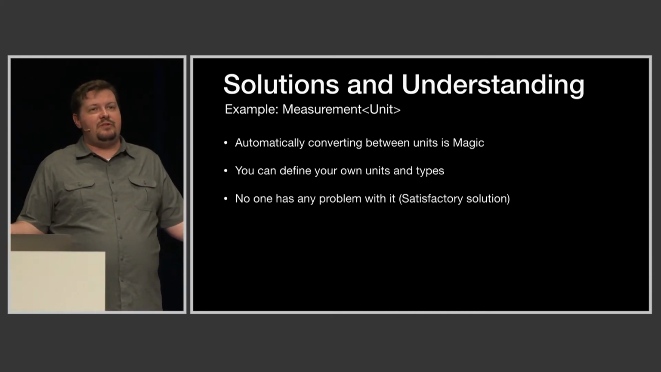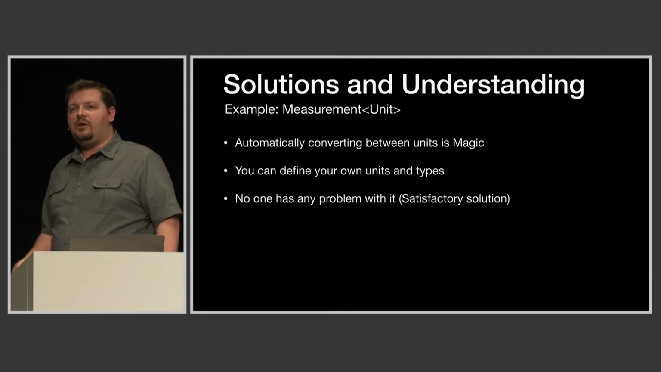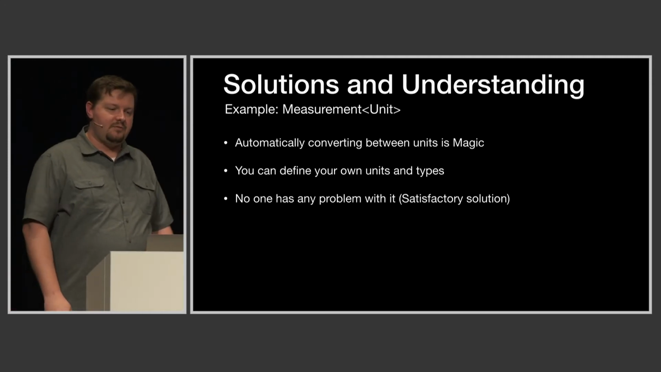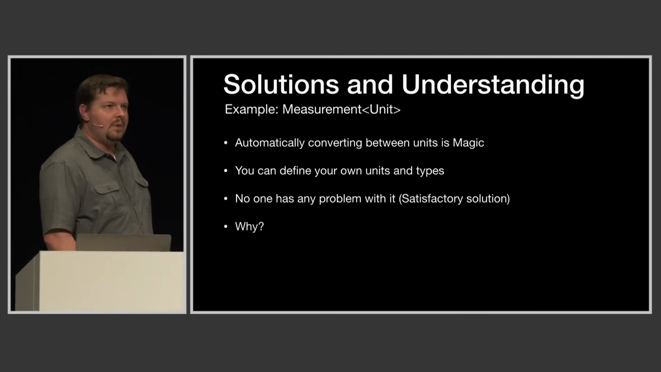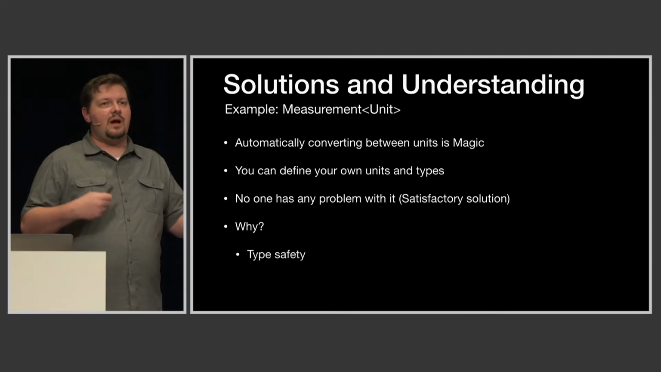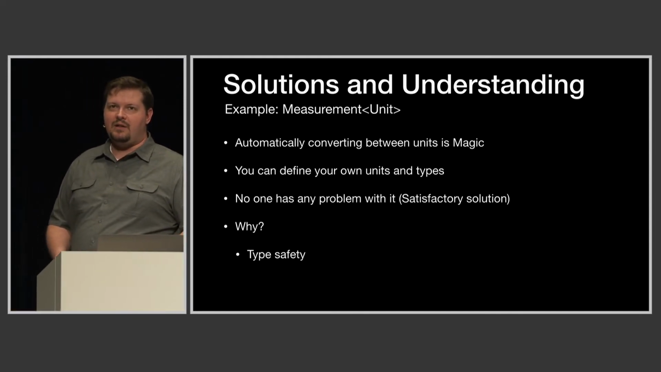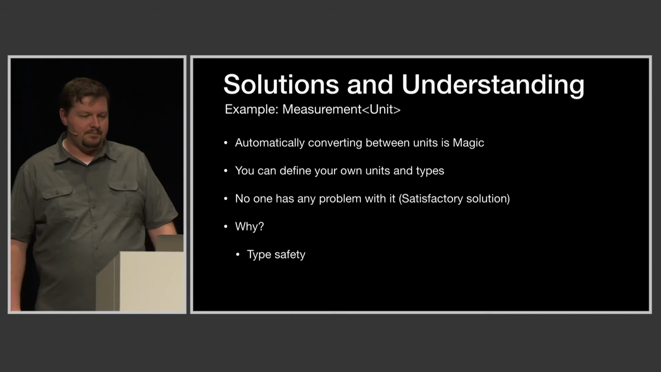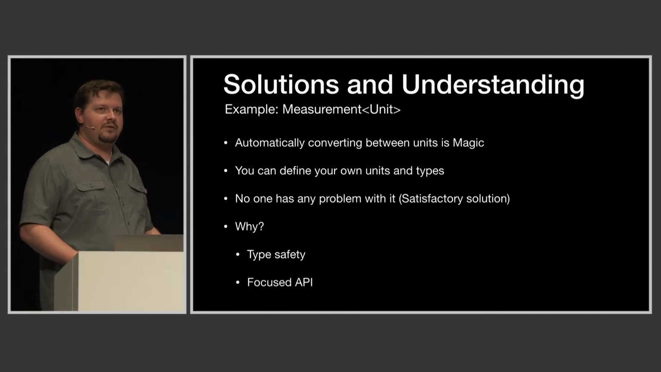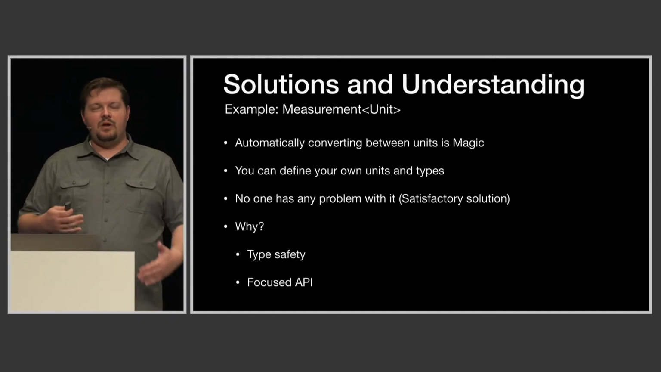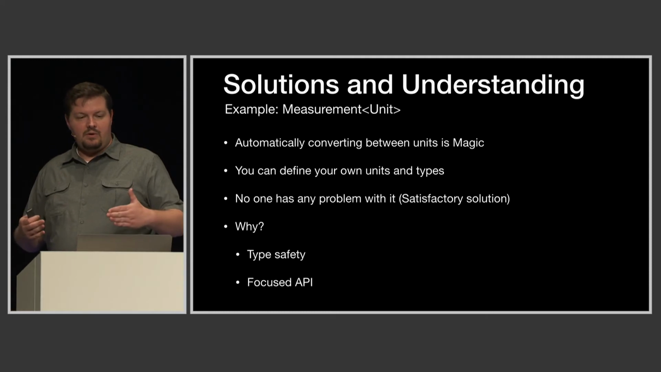No one has any problem using this API. The ability to define your own units and just make it work is kind of a complex problem, but nobody really has any trouble with it. Why is that? Well, first, this API is type safe. It's impossible to use it wrong, because the compiler won't let you build your app if you're doing it wrong. Also, it's extremely focused. It does one thing, but it does it extremely well. As we're building our own kinds of magic, we want to aim for the same thing: the safety, the focus, the inability to do things wrong.